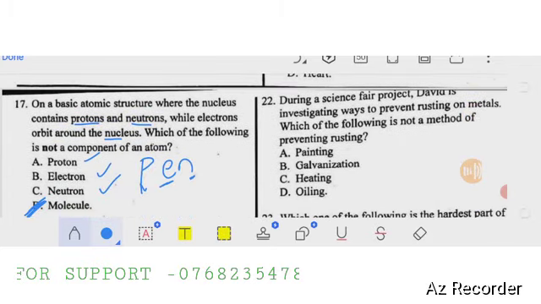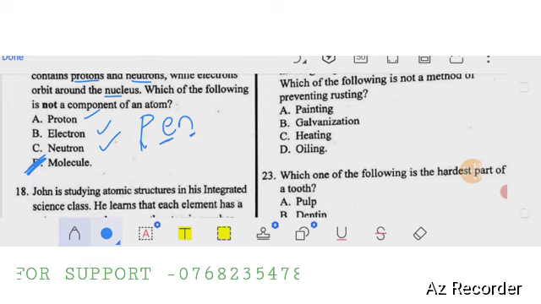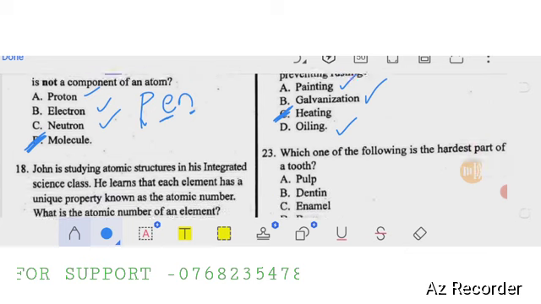During a science fair project, David is investigating ways to prevent rusting in metals. Which of the following is not a method of preventing rusting? Painting will prevent rusting. Galvanization prevents rusting. Oiling prevents rusting, but heating cannot prevent rusting. We have other methods of preventing rusting like greasing, the sacrificial method, and electroplating. All those are methods of preventing rusting.